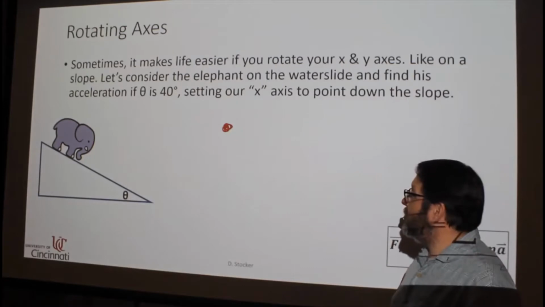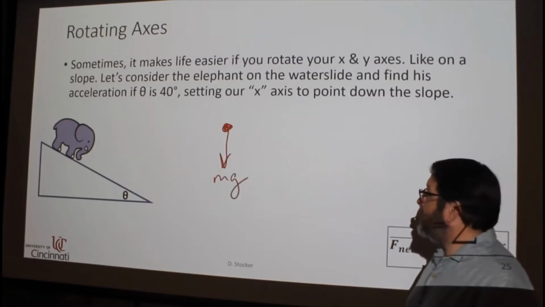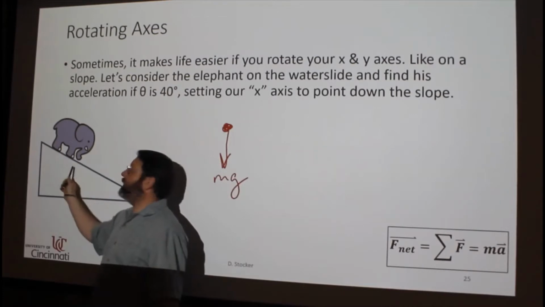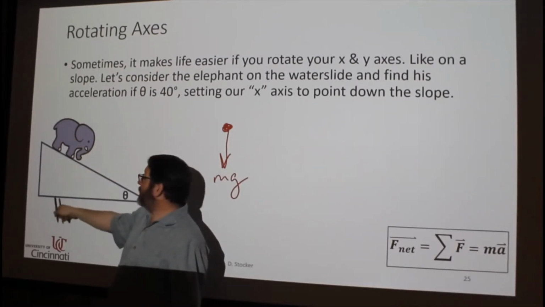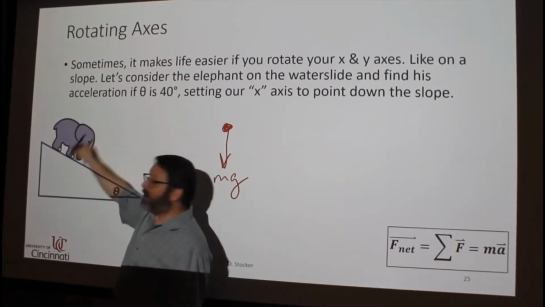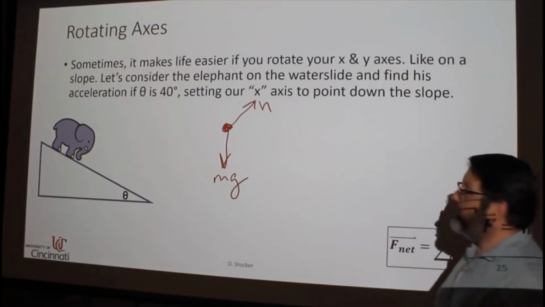So the elephant's there. We have gravity, which points straight down. If this ramp weren't here, that elephant would go right through it, and so we know that the ramp must be supporting it. That's a normal force, so it has to point out in this direction. So there's the normal force.